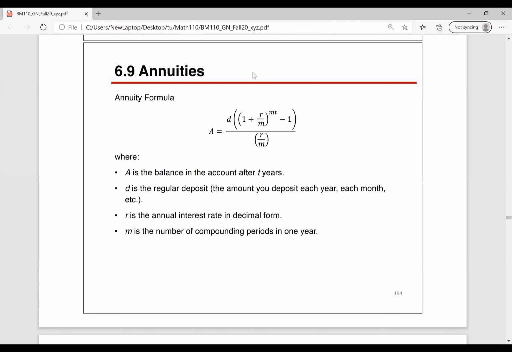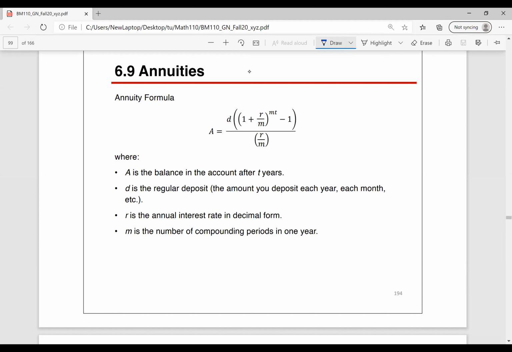Hi everyone. Today we're going to talk about section 6.9, annuities. Annuities are followed by the formula here: A equals D times parentheses 1 plus R over M, power MT, minus 1, everything divided by R over M. I believe all of you should know everything in here, except only this D.